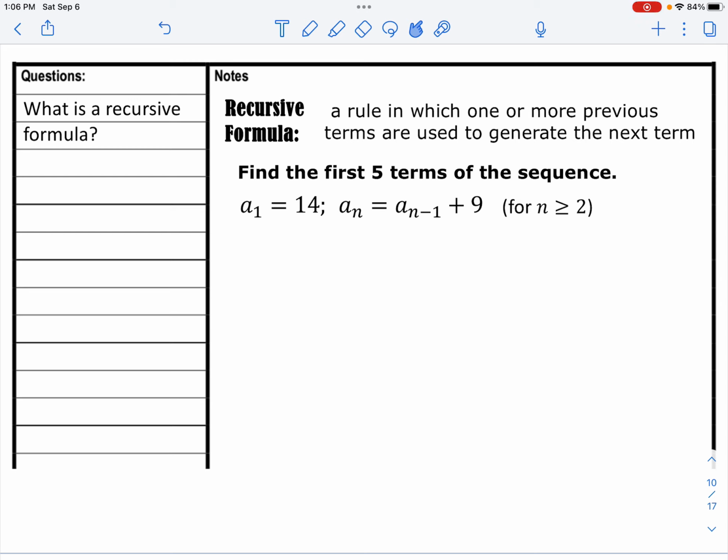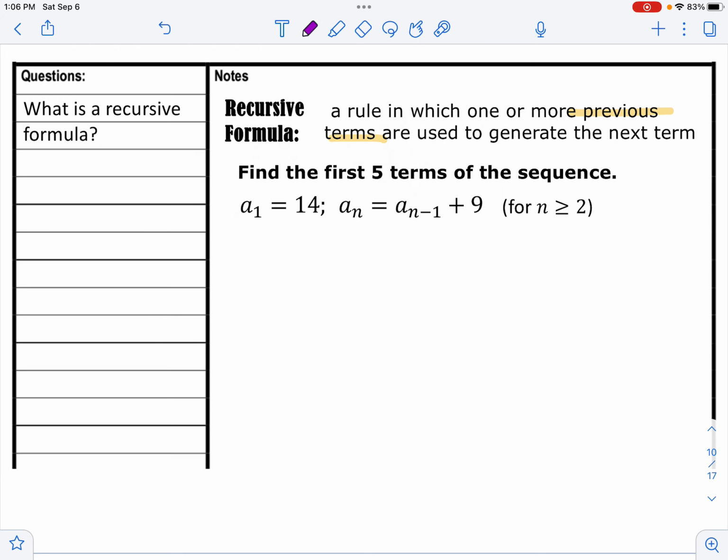And the recursive formula, they really use previous terms to generate the next term. So it might be one previous term or more than that. But really the key thing is here we're using previous terms to generate the next term. Okay, so let's try this.